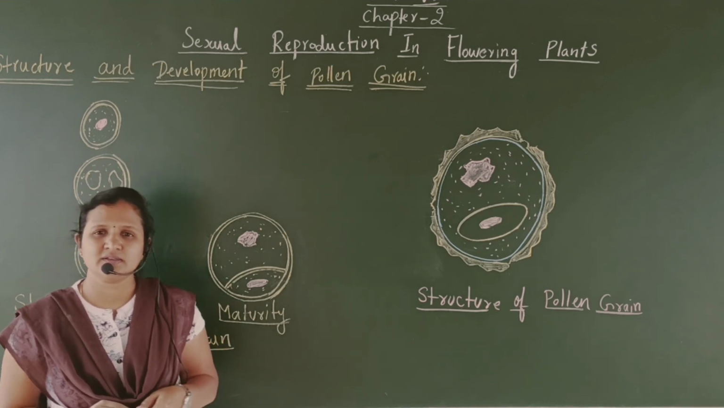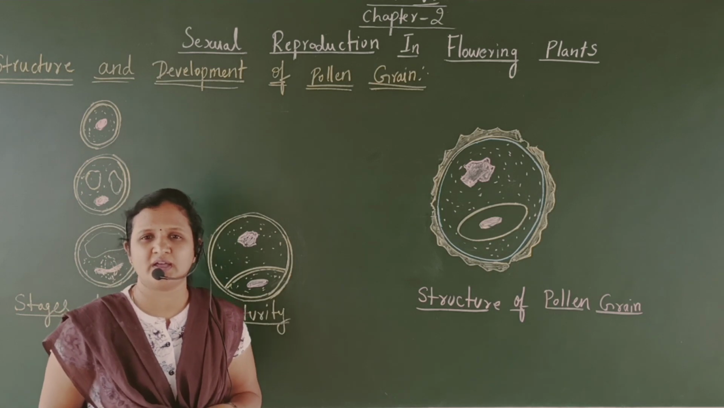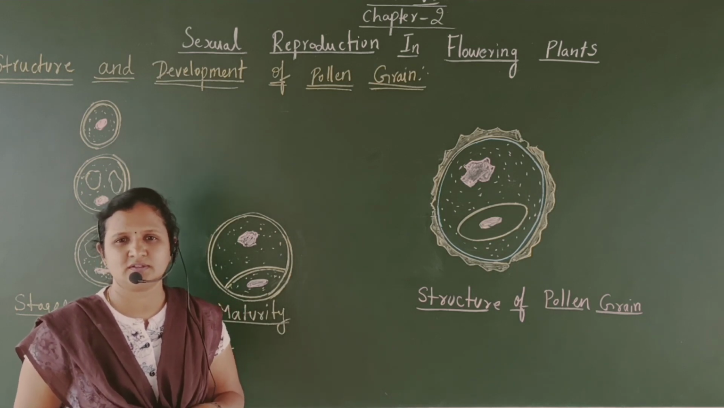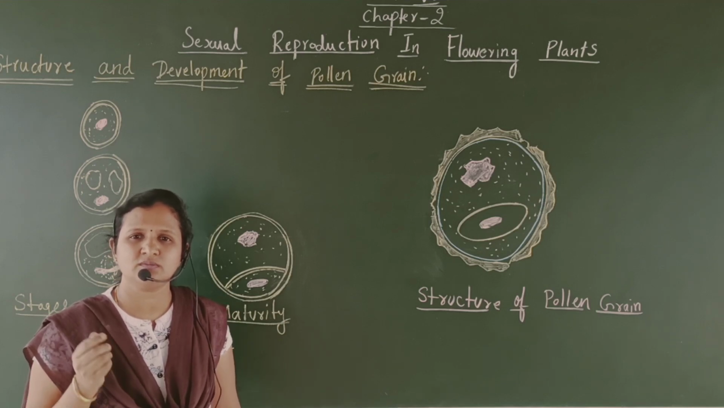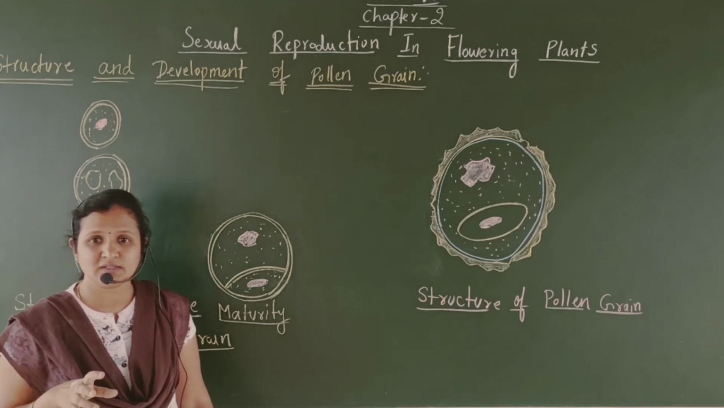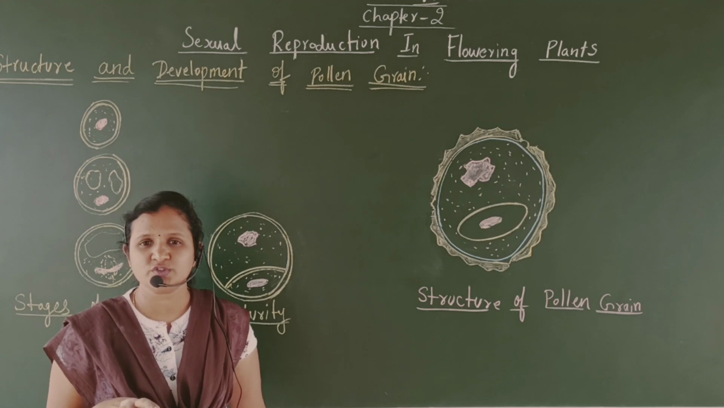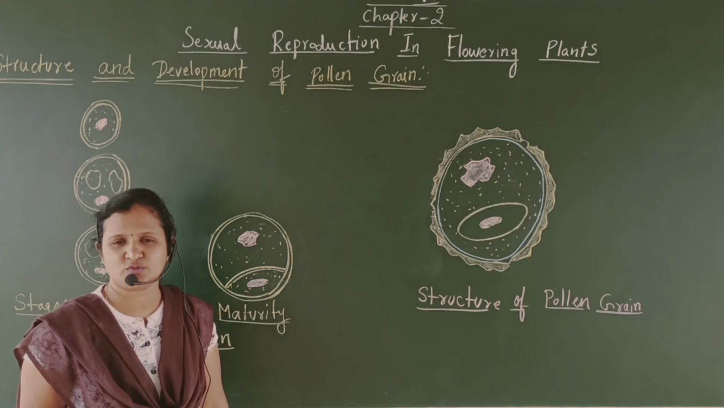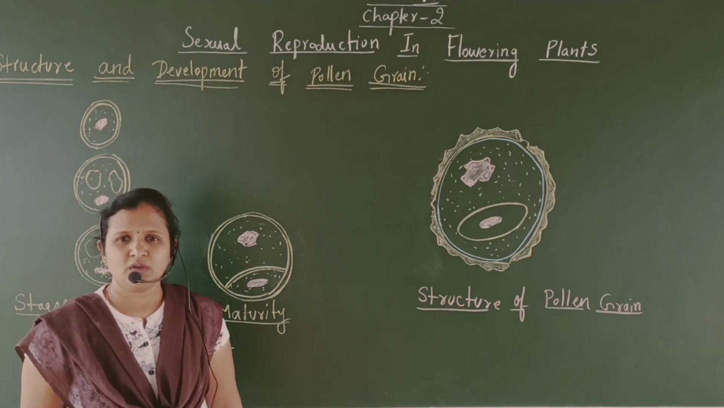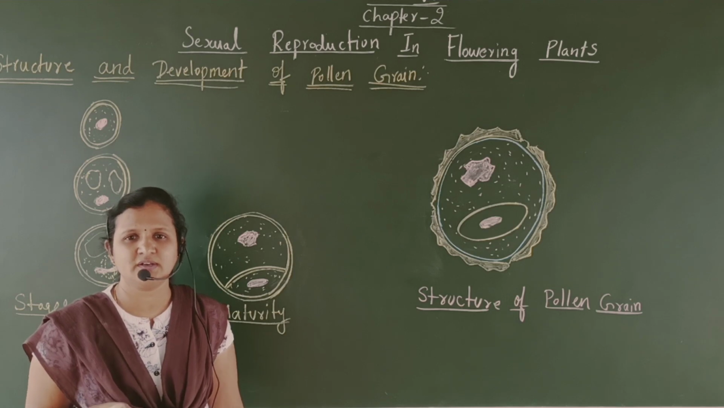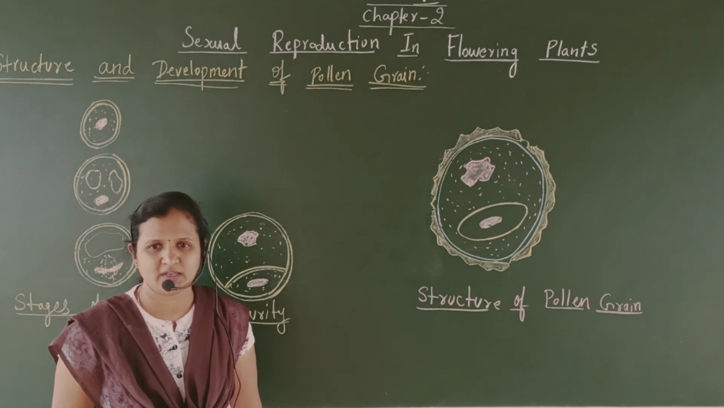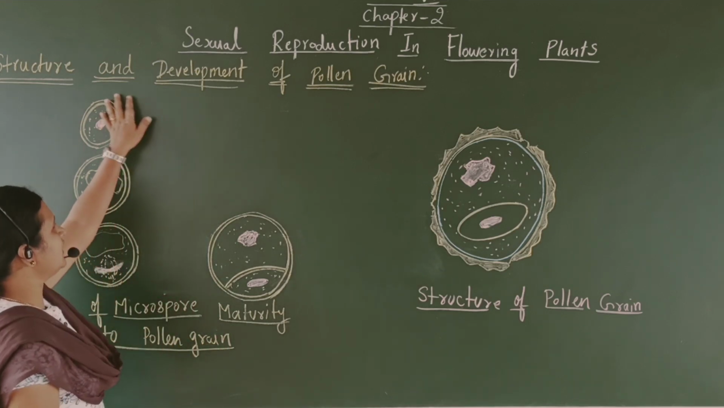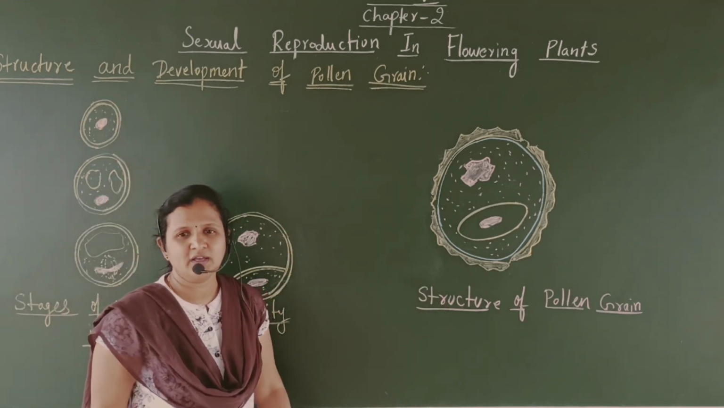In our last class, we had discussed the structure of the anther. Inside the anther, the microsporangium is present, and inside the microsporangium a mass of cells called sporogenous cells is present, which undergo meiosis to form the microspore. So in this session, let us study how the microspore develops into the pollen grain. That is the structure and development of the pollen grain.